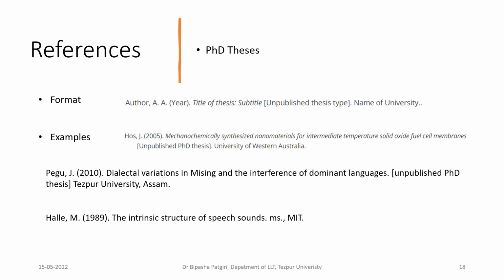Similarly, Morris Halle, 1989, The Intrinsic Structure of Speech Sound. Now, I don't know whether that was a PhD thesis or an MPhil thesis or an MA dissertation. When I read this, I just got the information that this is a manuscript. Manuscript is written with the short form MS. That is also all right. If you don't know whether it's a PhD thesis or an MPhil or an MA dissertation, you can just write MS if it is an unpublished work. But even if it is unpublished, theses are submitted to some institute, like MIT in this case, and in the other case it's Tezpur University. So this information has to be there in the entry for a PhD thesis.